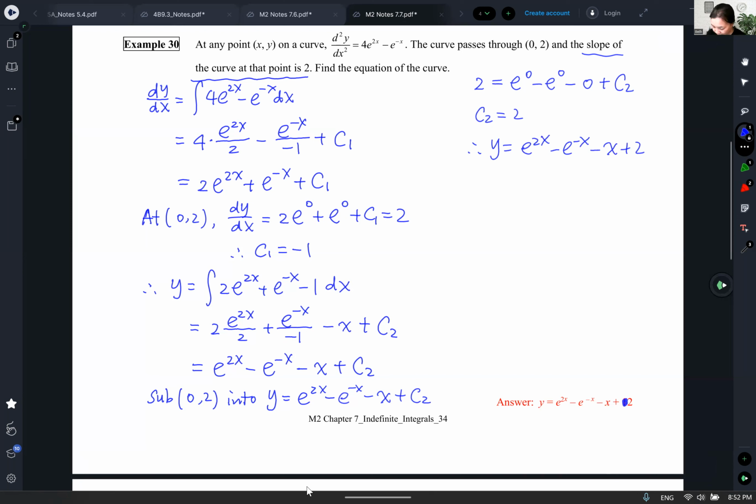Now, if the second derivative is given, you can do the integration twice to get the original. And along the way, you need to find the constants by substitution.